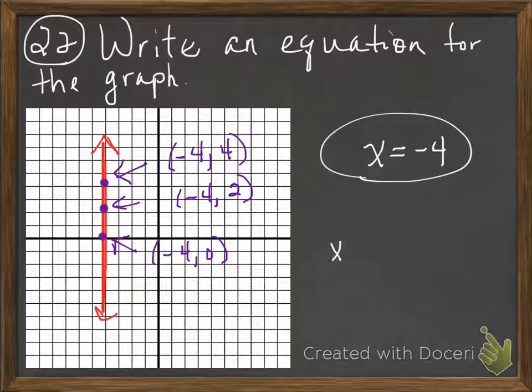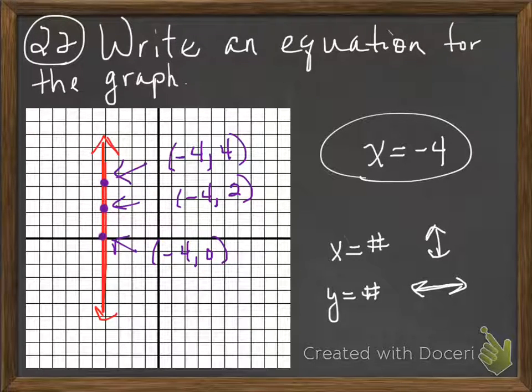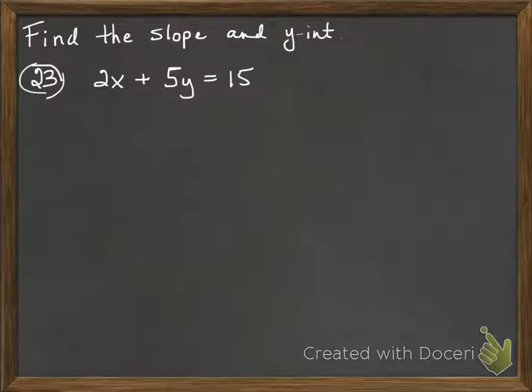So maybe we should write that down. If you have x equals a number, that's going to give you a vertical line up and down. If you have y equals a number, that's going to give you a horizontal line. So if x is the only variable in your equation, your line will always be vertical. If y is the only variable in your equation, your line will always be horizontal.